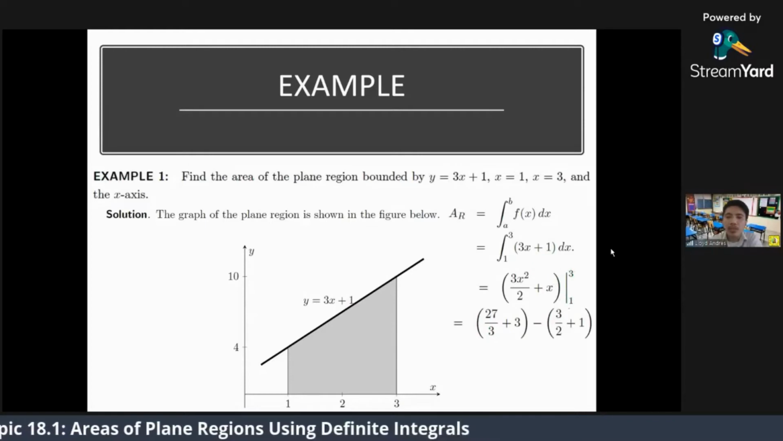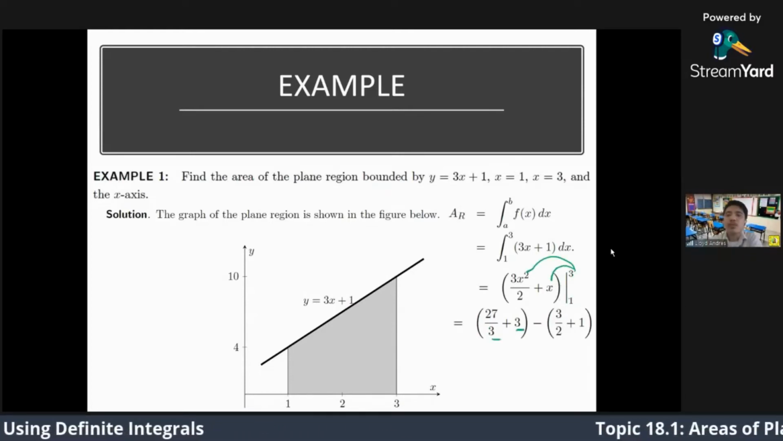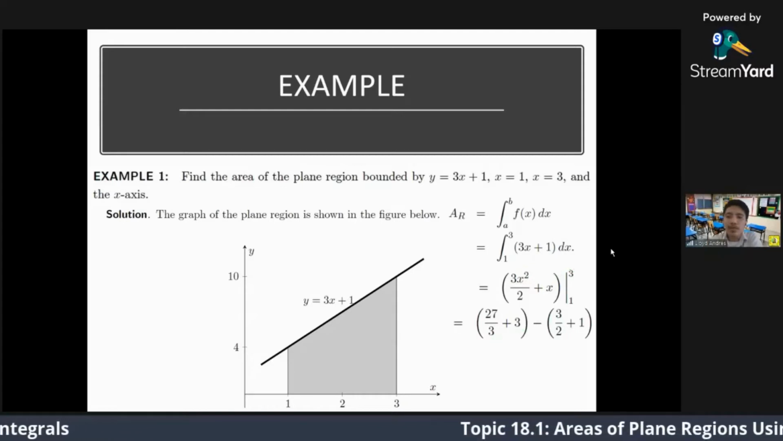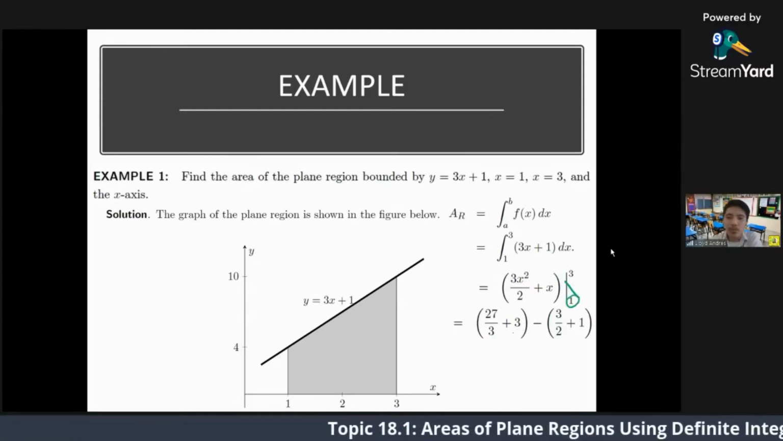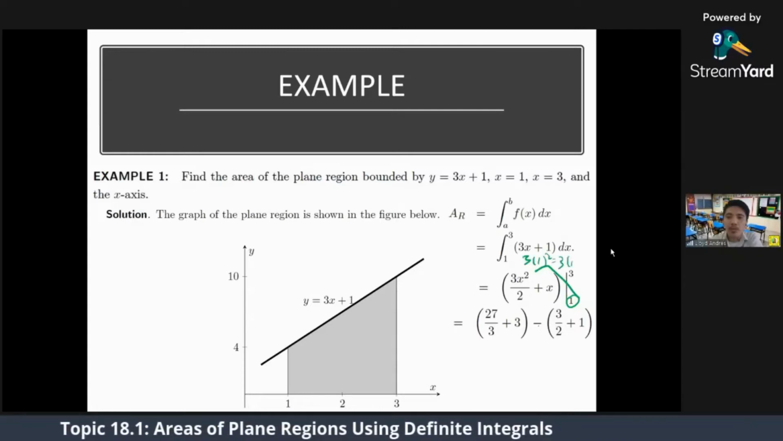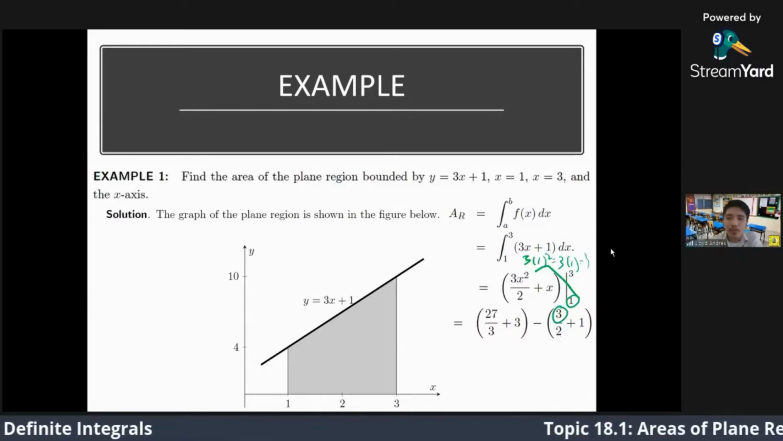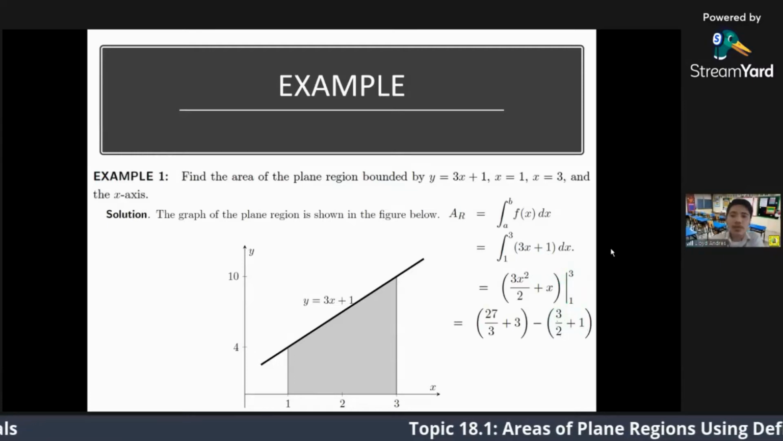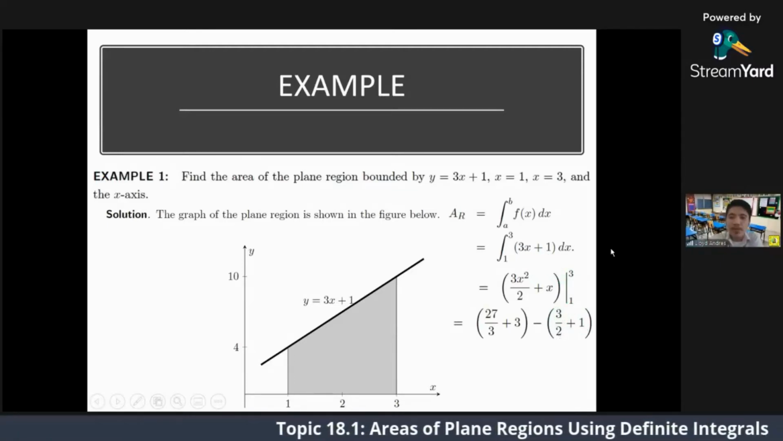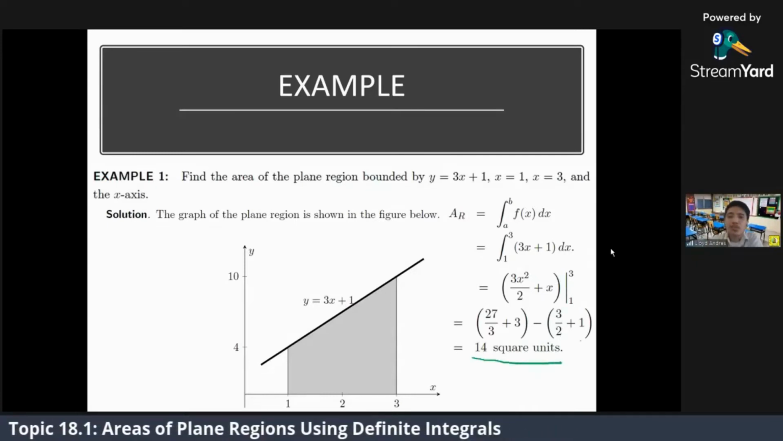Again, first substitute 3 in the antiderivative, so we get 3 there. And next, after that, substitute 1. So that means 3 times 1 squared, which is 3 times 1, which is 3, so 3 halves, and then plus 1. After simplifying, that becomes 14 square units. This must be 2 in the denominator.